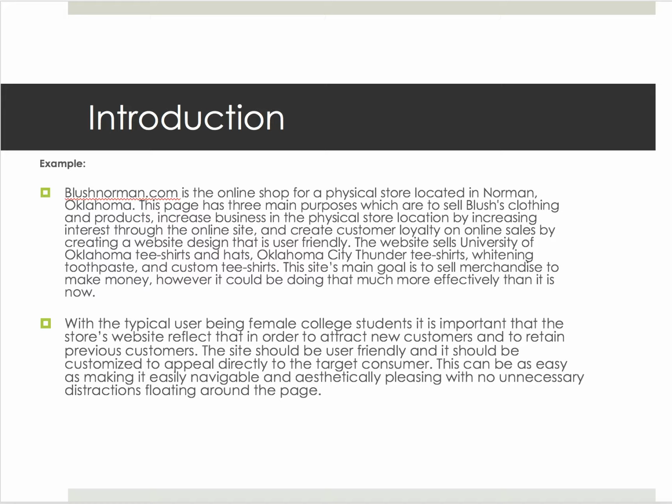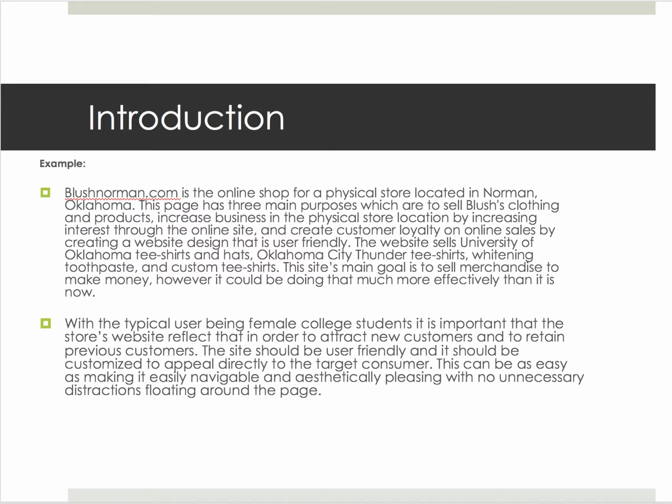This page has three main purposes, which are to sell blushes, I think I said brush, but that's fine. Blushes, clothing, and products, increase business in the physical store location by increasing interest through the online site, and create customer loyalty online sales by creating a website design that is user-friendly. The website sells University of Oklahoma t-shirts and hats, Oklahoma City Thunder t-shirts, whitening toothpaste, and custom t-shirts. Toothpaste is really random. This site's main goal is to sell merchandise to make money. However, it could be doing that much more effectively than it is now.